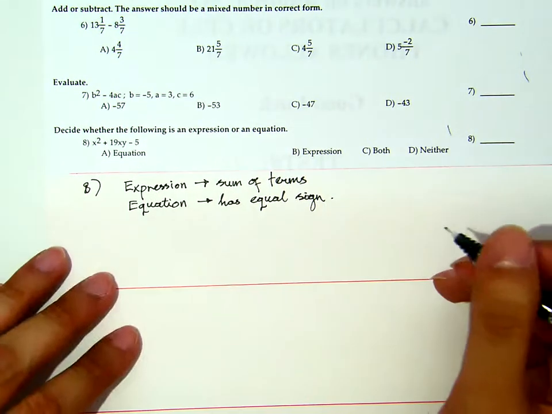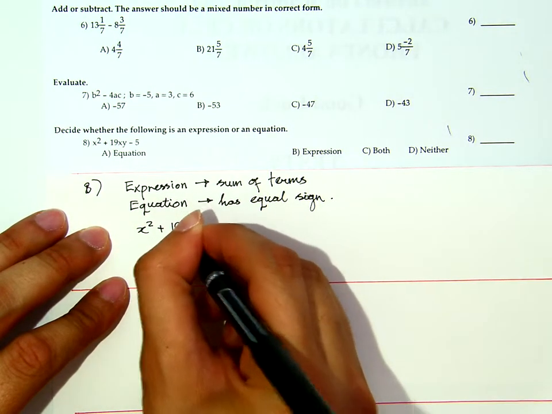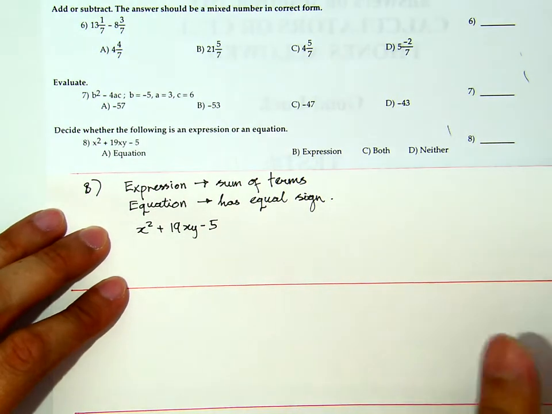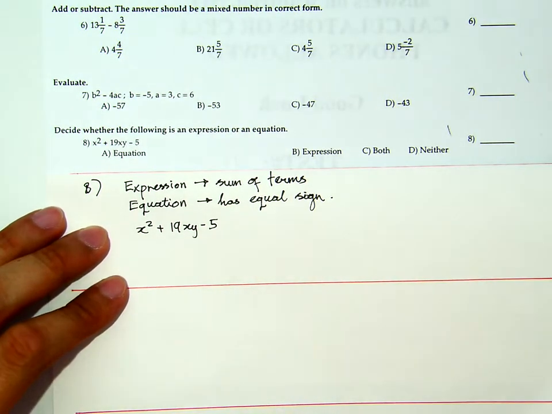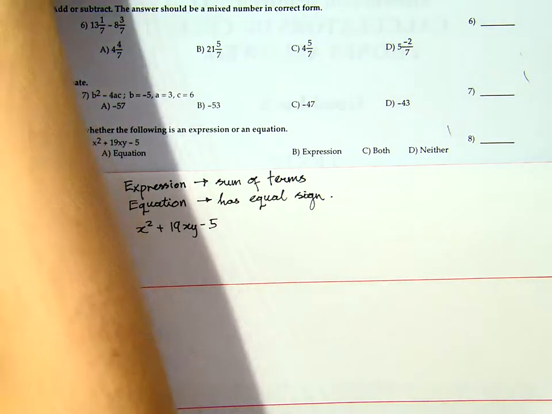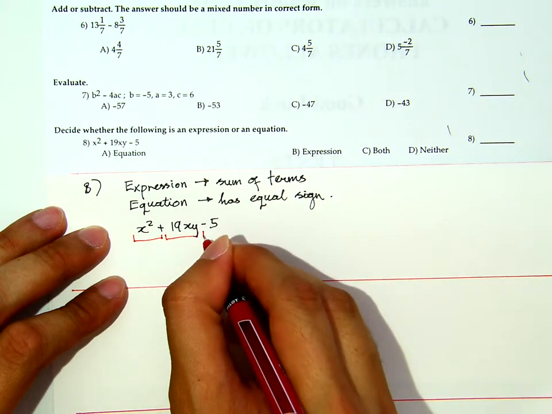Okay, so if you see x squared plus 19xy minus 5, we don't have an equal sign, so this would be an expression. If it is not an equation, then maybe we need to check if it is an expression. And how do we confirm that this is an expression? You see that this is the sum of terms.